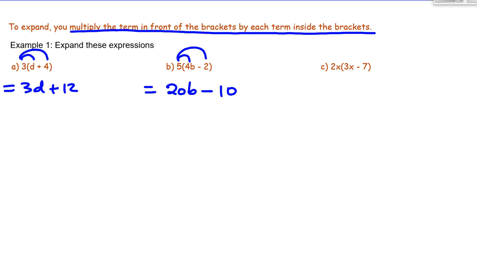The next one, multiply that by that, we get 6x squared. 2x by 7, we get 14x. Now, if you notice, there's a minus between 3x and 7, and that's why I have a minus there. So I really don't change anything there.